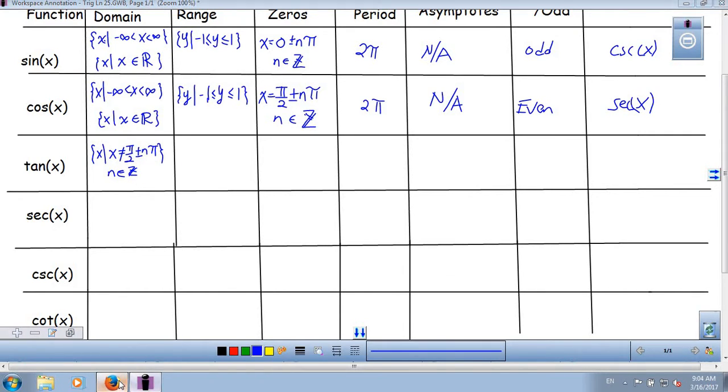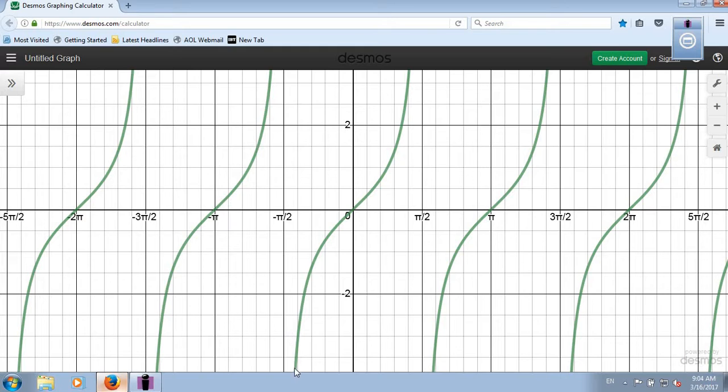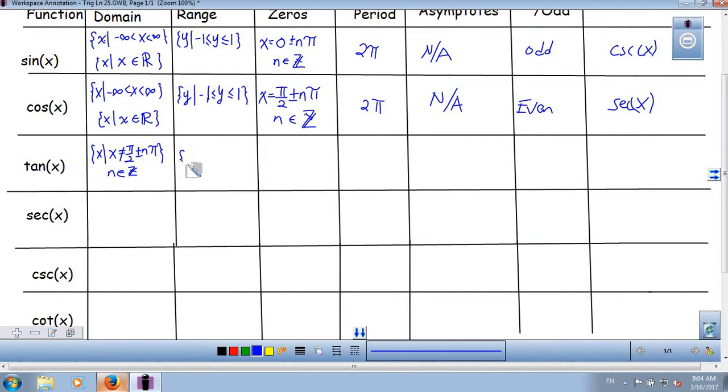Now the range, we did mention last video, the range goes from negative infinity all the way to positive infinity. So range covers everything. So y in this case is from negative infinity less than y less than positive infinity. Or I can write it like this: y belongs to the set of all real numbers. So in tangent, your output can be anything.